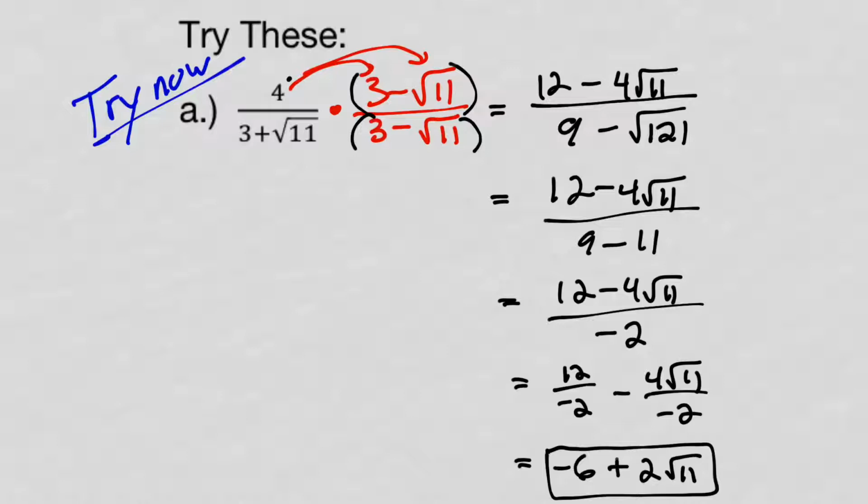Then 9 minus 11 is negative 2. And we want to go ahead and divide the two coefficients by the denominator since they can be divided to get whole numbers. So we get negative 6 and positive 2 right here.